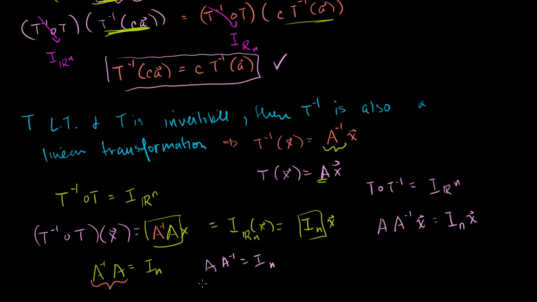Now, we've gotten this far. The next step is to actually figure out how to construct this. We know that this thing exists. We know that the inverse is a linear transformation, that this matrix exists. We see this nice property that when you multiply it by the transformation matrix, you get the identity matrix. The next step is to actually figure out how to find this matrix.